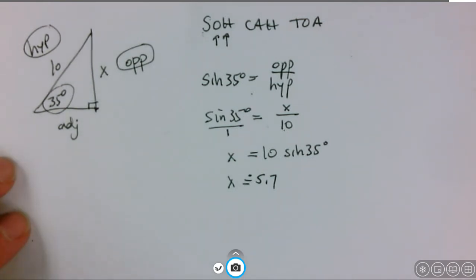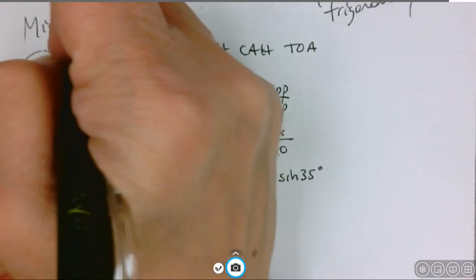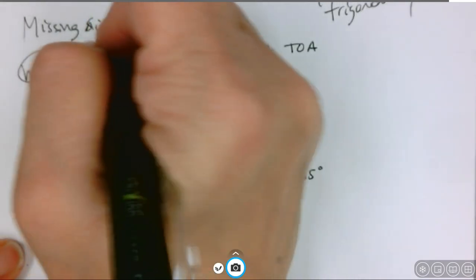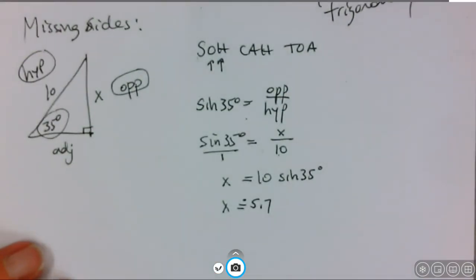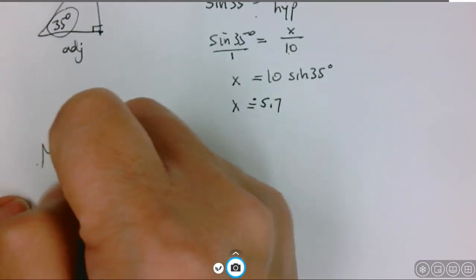Now, the other thing you can do with SOHCAHTOA is you can find a missing angle. So this is going to be missing side. Feel free to take the note, write this down from my video. Okay, missing sides. And so now let's do missing angles.